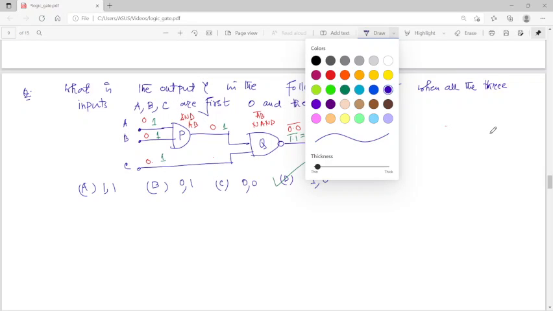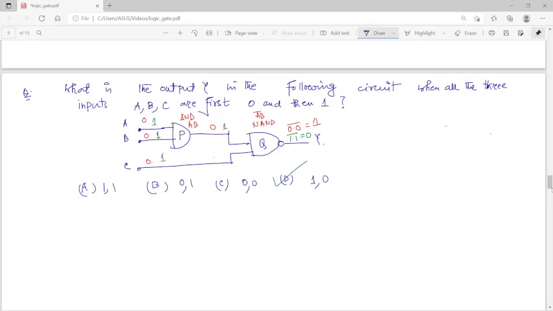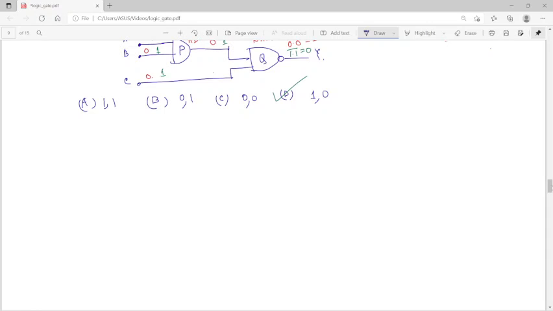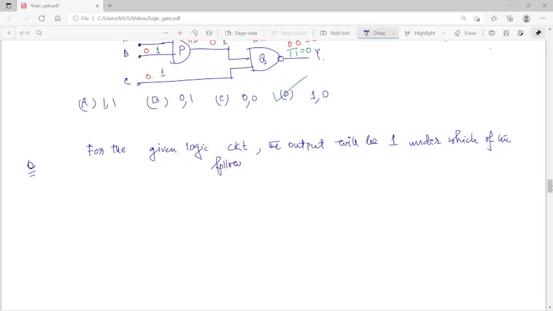Now the next question: for the given logic circuit, the output will be 1 under which of the following conditions? Let's look at the circuit diagram that is given.